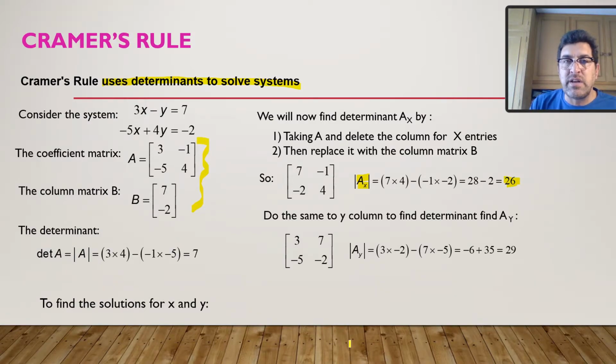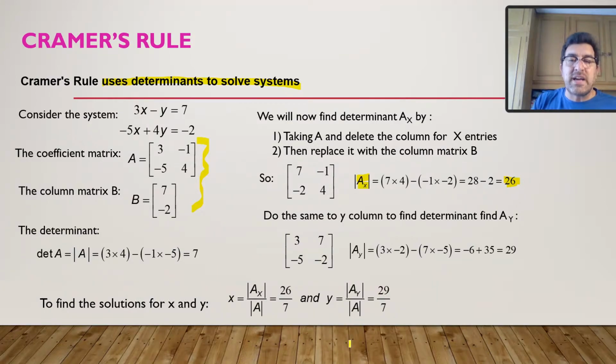Now look at how lovely this is. The solution for x, you take the determinant A sub x divided by the determinant of the matrix, and there's your solution. You do the same for y. The determinant for y divided by the determinant of the initial coefficient matrix gives you the solution for y. Wow, that is fabulous. That helps you to find a particular solution for one of the two variables without having solved both of them.